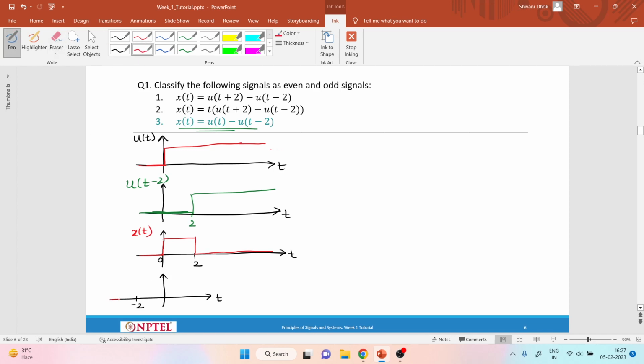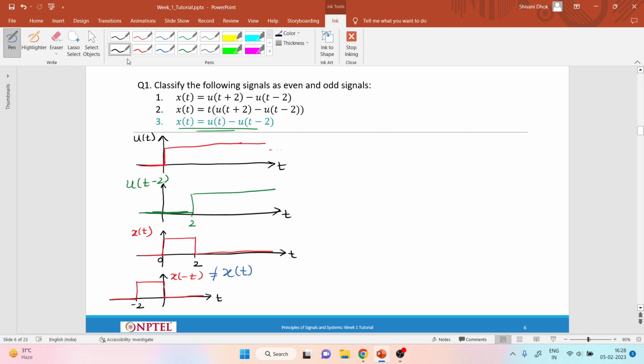And till minus 2 it will be 0. That is, you are just flipping and finding a mirror image about this vertical axis. And it will be 1 till 0, and then again it will become 0. This is your x of t. This is your x of minus t. And clearly we can say that x of t is not equal to x of minus t. So this is not equal to x of t.